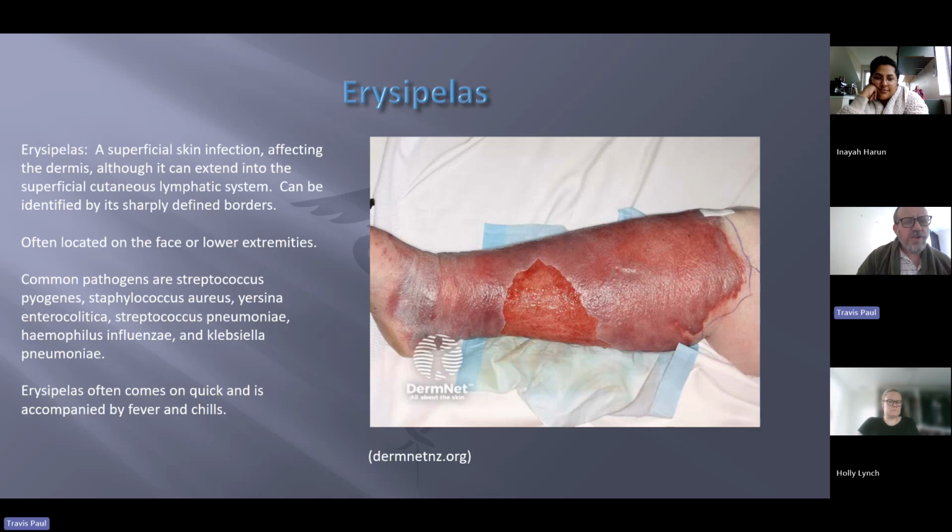Common pathogens are Streptococcus pyogenes, Staphylococcus aureus, Yersinia enterocolitica, Streptococcus pneumoniae, Haemophilus influenzae, and Klebsiella pneumoniae. Erysipelas often comes on quick, and it's accompanied by fevers and chills.